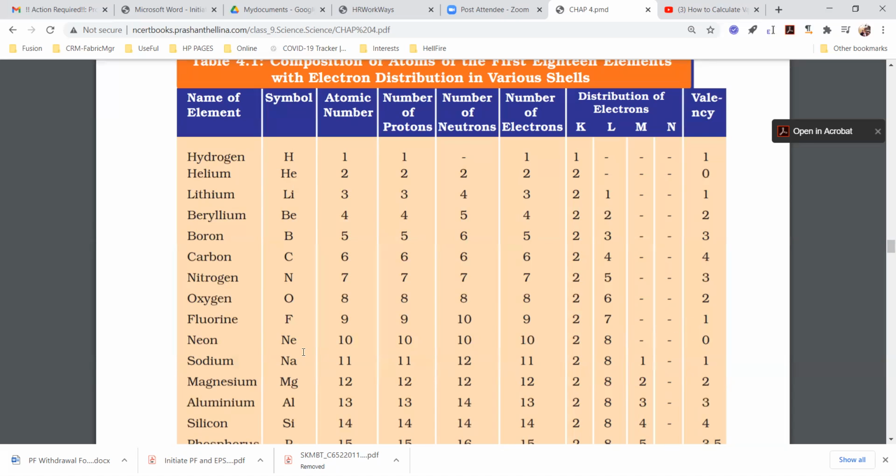Correct. So neon, you can see neon, the atomic number is 10. So the distribution is 2 and 8. It is octet. It is satisfied. Therefore, the valency is 0. Inactive element.